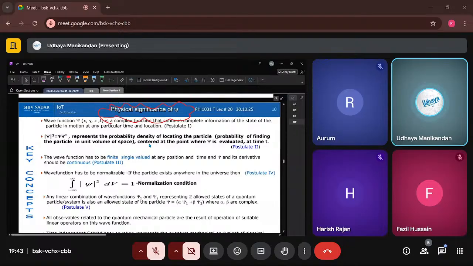A particle cannot exist in two places. Either I have to be here, or here, or in one of your rooms. There are no possibilities that I may be somewhere else, or in more than one place. Next, it should be continuous.